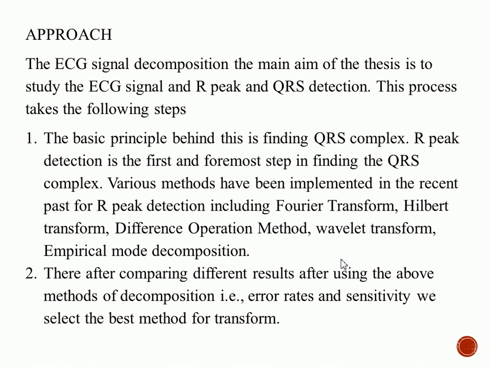Next, going to the approach, the ECG signal decomposition is the main aim of my thesis proposal. There are different transform techniques to analyze these signals. There is the Hilbert transform, as we have seen in the taxonomy. Fourier series and Fourier transform are applicable only for periodic signals, and because ECG signals are non-periodic, we cannot go with the Fourier series and Fourier transform. Thereafter, comparing the remaining three methods, we compare these results with the error detection rate and sensitivity. Based on that, we select a better method to analyze these signals.